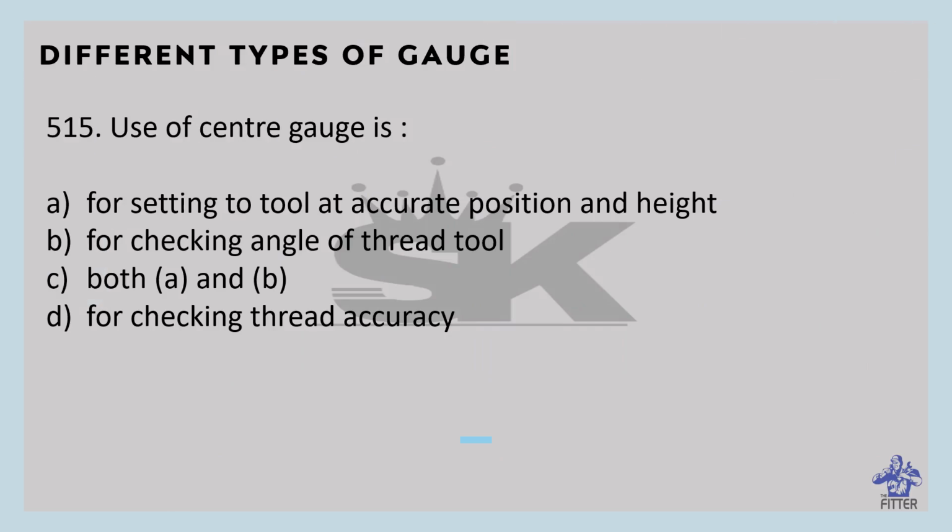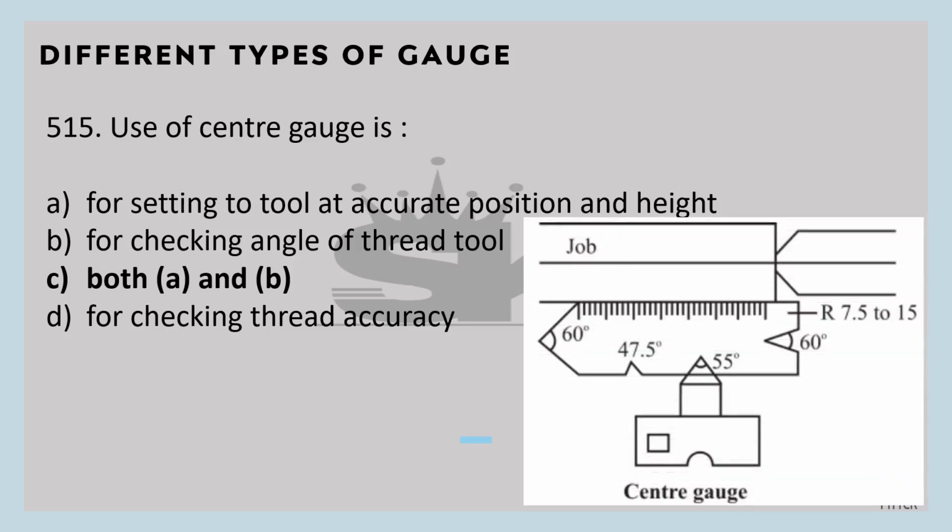The use of the center gauge is for setting the tool at accurate position and height, and for checking the angle of a thread tool. You can see here in the image how the center gauge works. These gauges are used to check angles while making tools for cutting threads. The same gauge is also used for fitting the tool at right angles to the job when the tool is made at right angles. You can see here in the image.